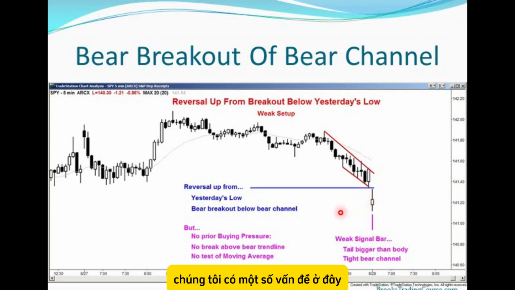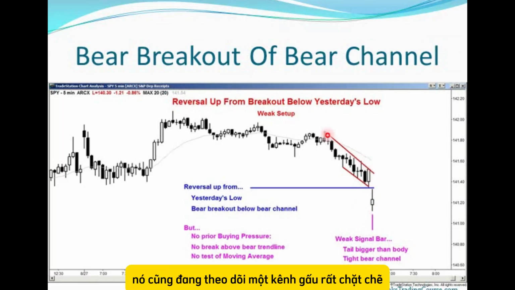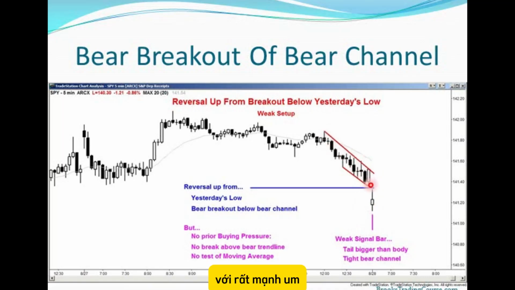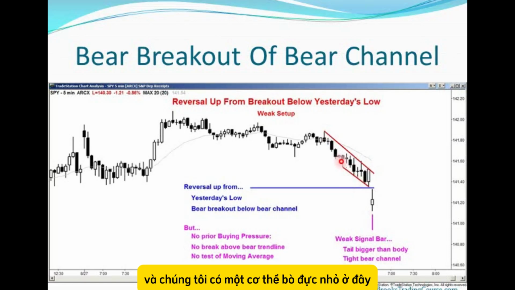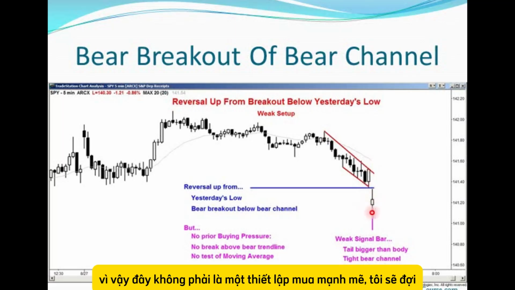But we have some problems here. Look at the signal bar. A small body, the tail on top is bigger than the body, so that's a weak signal bar. Also, it's following a very tight bear channel with very strong selling pressure. Also, there's no prior significant buying pressure in this bear channel. And we have one little bull body here, but not enough to break above the top of the bear channel, and not enough to hit the moving average. So this is not a strong buy setup. I would wait.